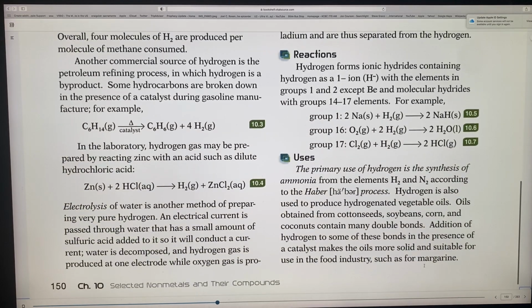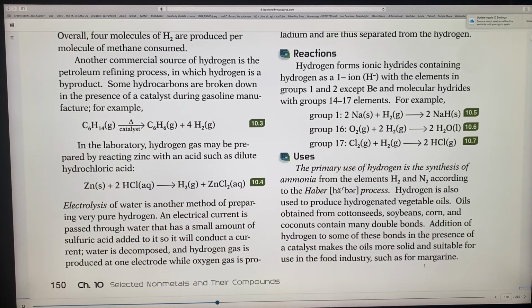Reactions now. Hydrogen forms ionic hydrides containing hydrogen as an ion, the hydride ion. Basically with the extra electron, it's a negative ion with the elements. So hydrogen can combine with groups 1 and 2, except Be, and there are also molecular hydrides, for example.